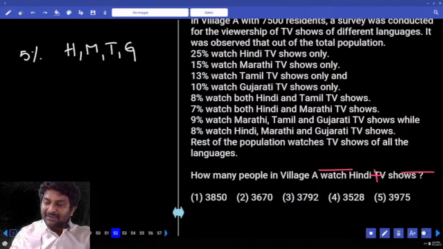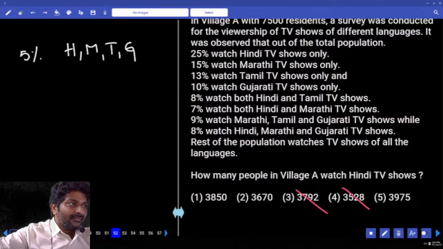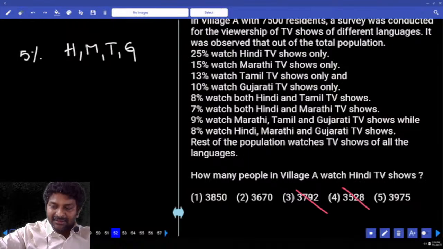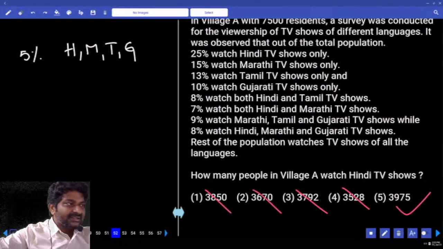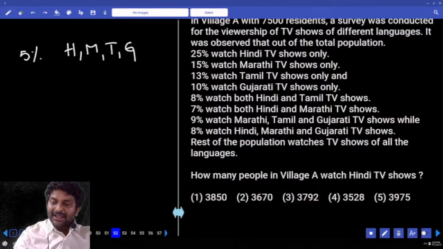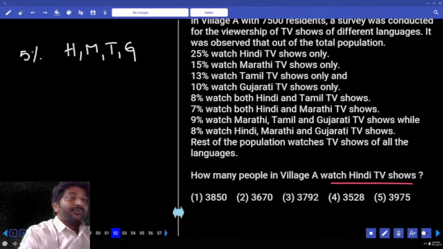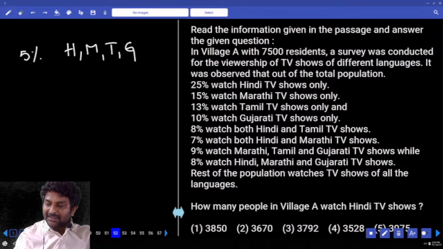How many people in village A watch Hindi TV shows only? How many options can you straightforwardly eliminate? 2 options. We have already discussed, right? Answer must be 5 multiple, then 3 multiple. Can your first option be a 3 multiple? Is your second option a 3 multiple? By default the answer is the fifth option. Got it? Now if you want to calculate, it is given that Hindi TV shows, so wherever Hindi is there, you have to pick that. Understood? Now Hindi.